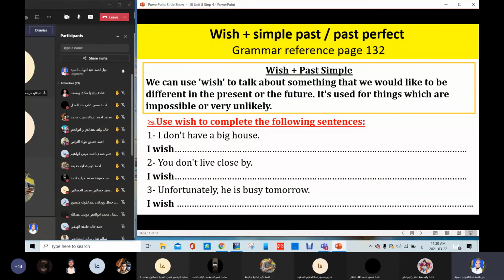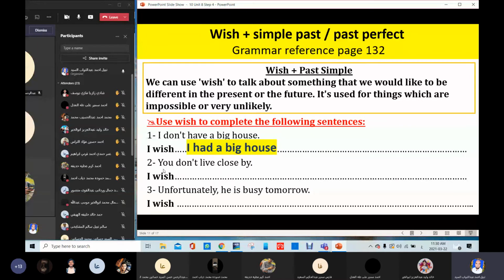For example, use wish to complete the following sentence. I don't have a big house. At the present time, I don't have a big house. I wish, I. Here the sentence is negative, so we use positive. I wish I... What's the past of have? I wish I had a big house.